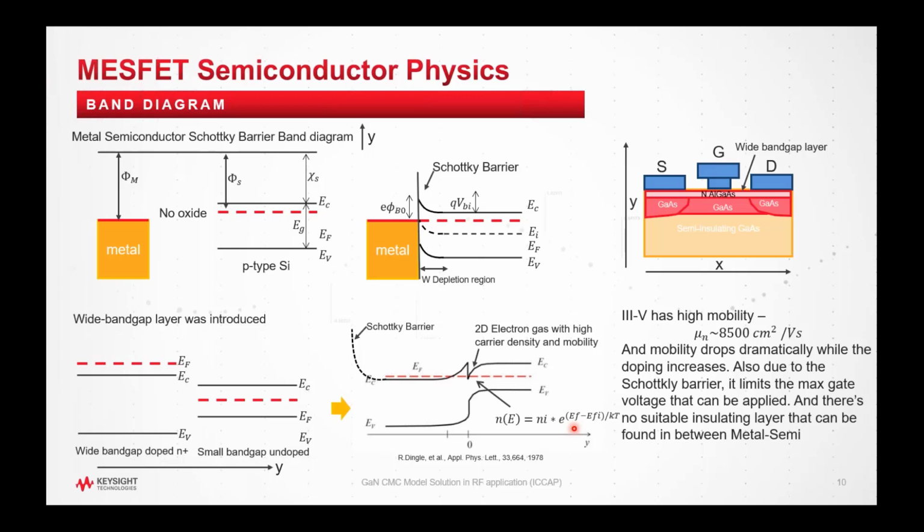Which means that the further from the intrinsic level, the more carriers you get. And it's almost like a 2D free electron gas. So if you have carriers inside these channels, you will get a really free electron gas. It's like a freely moving gas.